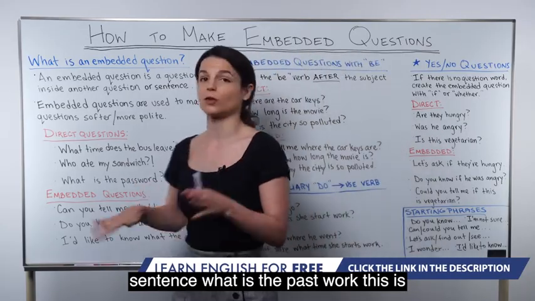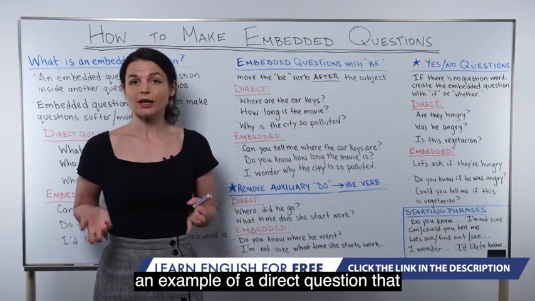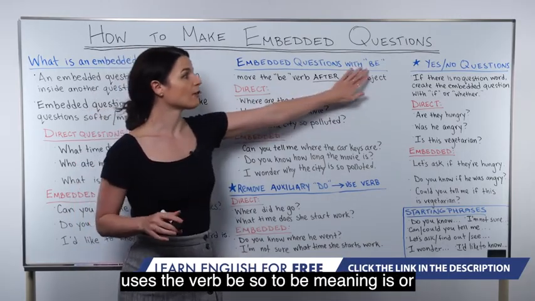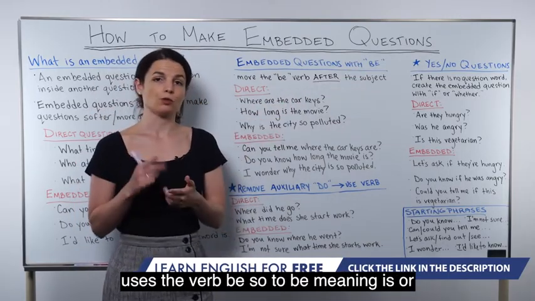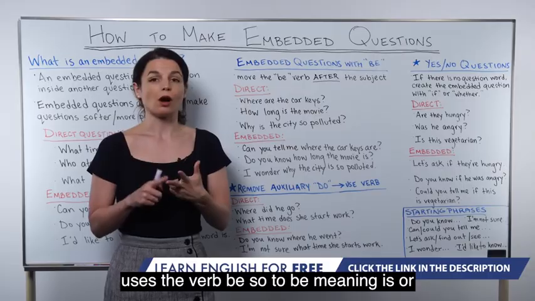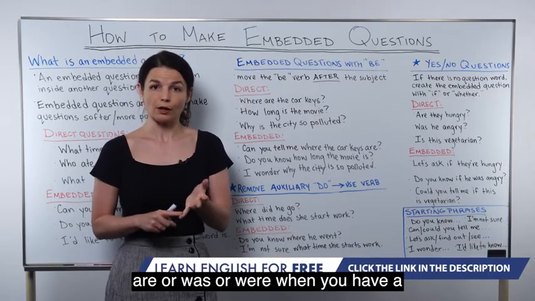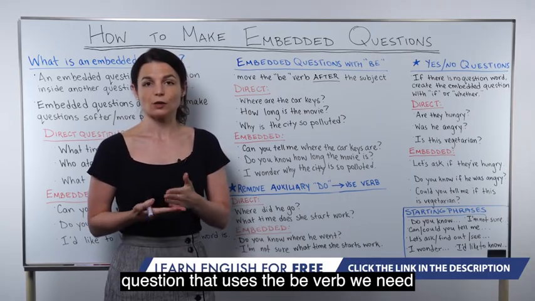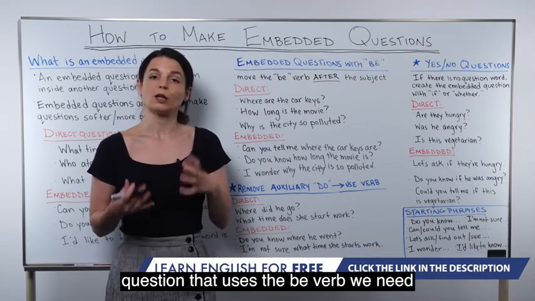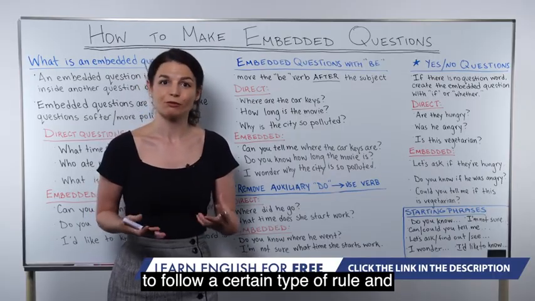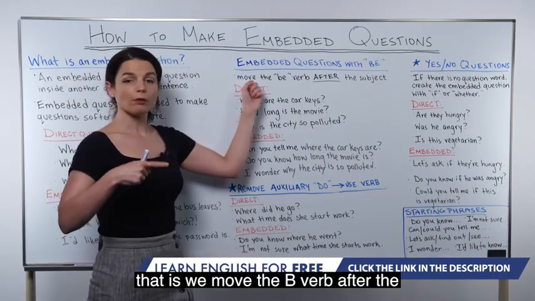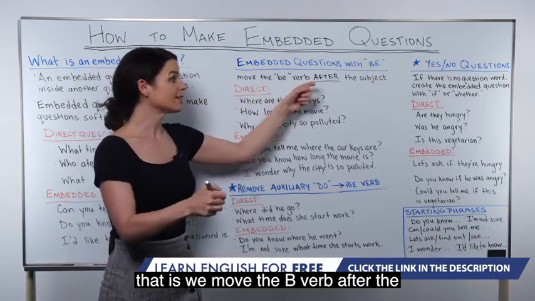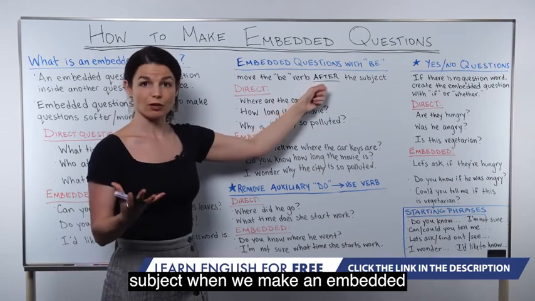What is the password? This is an example of a direct question that uses the verb be. So to be, meaning is, or are, or was, or were. When you have a question that uses the be verb, we need to follow a certain type of rule. And that is, we move the be verb after the subject when we make an embedded question.